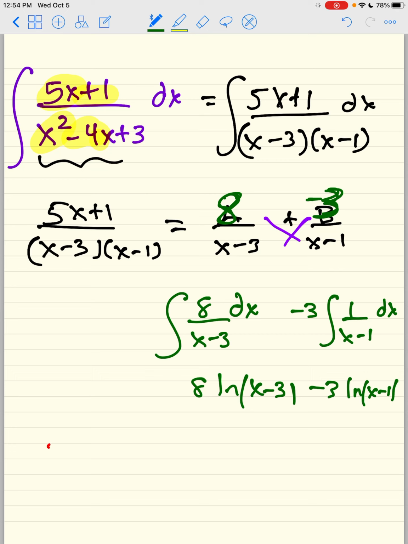So all you have to do is recognize that the bottom's factorable, factor it, decompose it in terms of A plus B, and then you're finished.